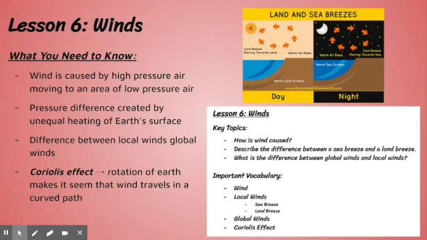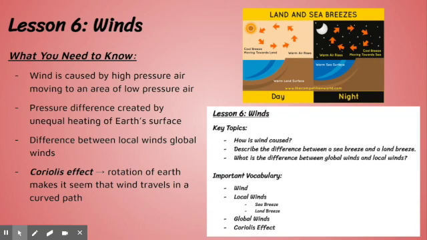Some important vocab that you guys will need to know is wind, local winds, specifically a sea breeze and a land breeze, global winds, and the Coriolis effect. So what do you absolutely need to know from this lesson? You need to know that wind is caused by high pressure air moving to an area of low pressure air. And this difference in pressure is created by unequal heating of the Earth's surface. So make sure that you know wind is high pressure air moving to an area of low pressure air, and that's caused by the surface of the Earth being heated at unequal rates.